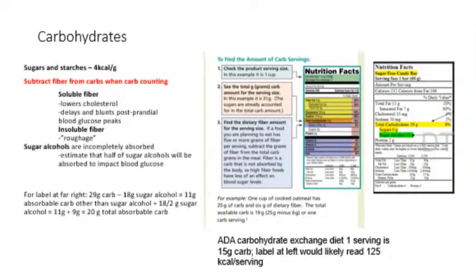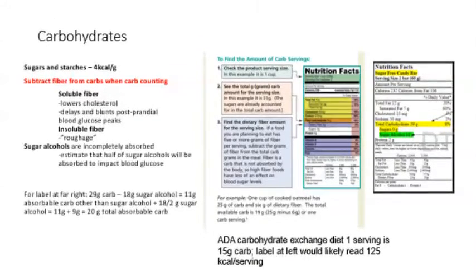Within the category of fiber, we have two types of fiber. We have soluble fiber like pectin. It's going to lower blood cholesterol. It's going to delay and blunt postprandial glucose peaks, and then we have the insoluble fiber, the roughage. So anytime a serving of food has more than 5 grams of fiber, we're going to subtract all the grams of fiber from the total carbohydrate content when we do carb counting.